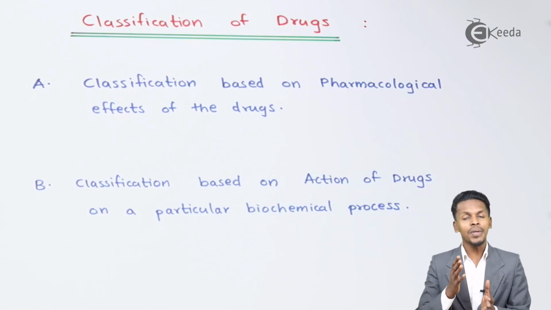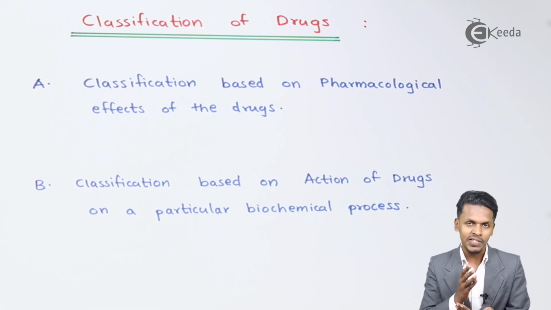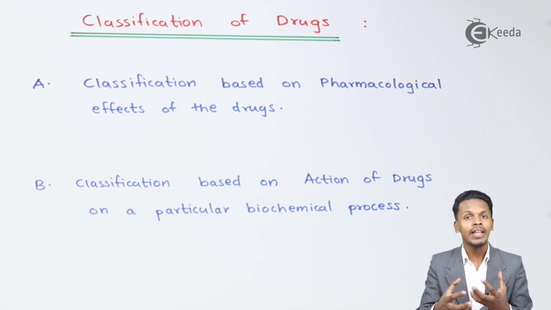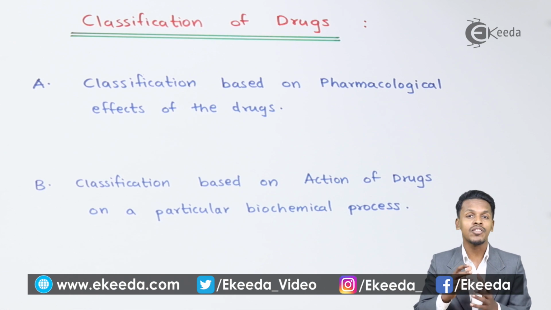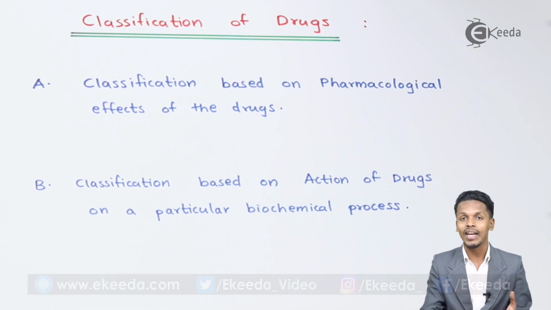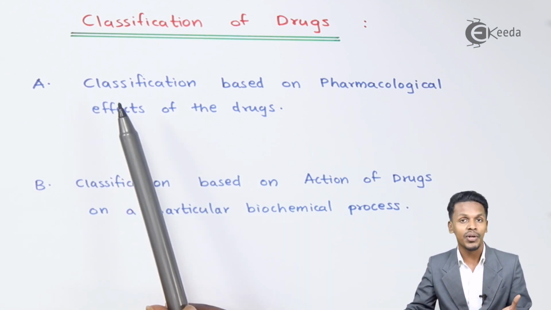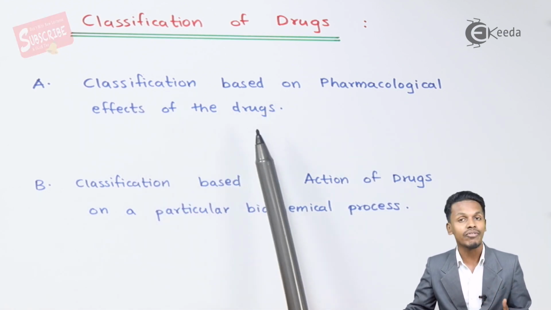So friends, it is very important to understand why drugs are classified, and it is very necessary also. Once we classify the drugs based on their physiological use, or based on their pharmacological effect, or based on the action on molecular targets, we are classifying those drugs, and for that we basically have five classifications. Out of which, we are talking about the first one, that is classification based on the pharmacological effects of the drugs.